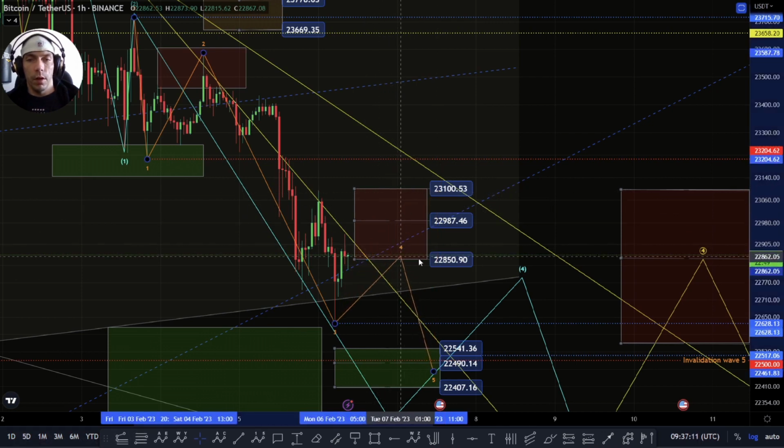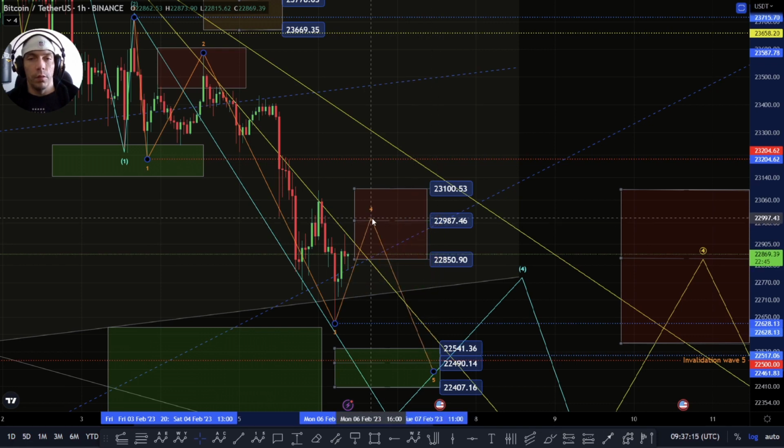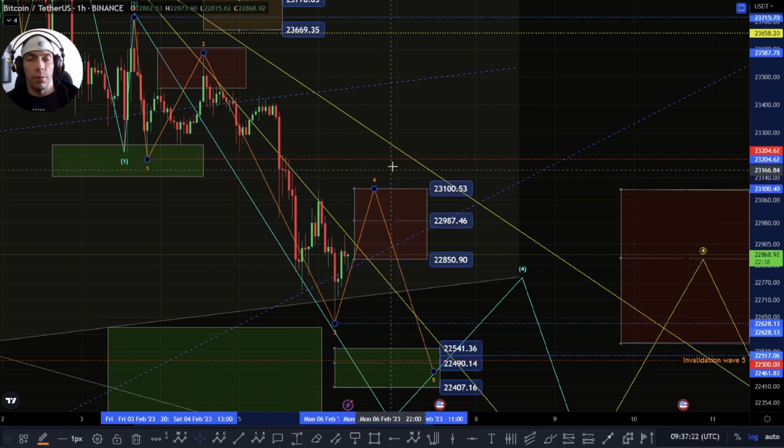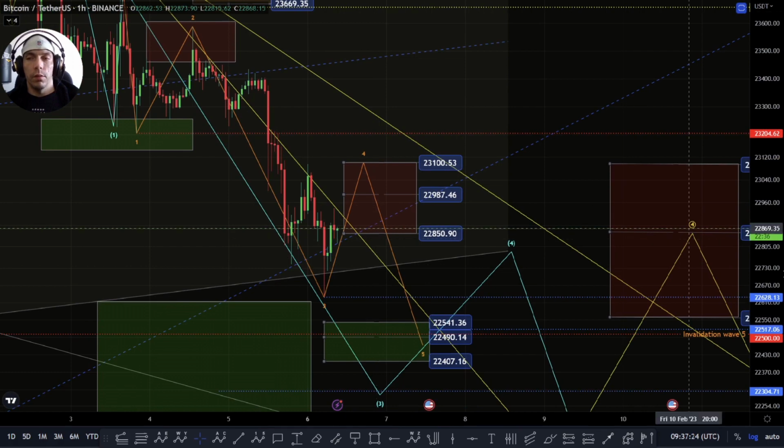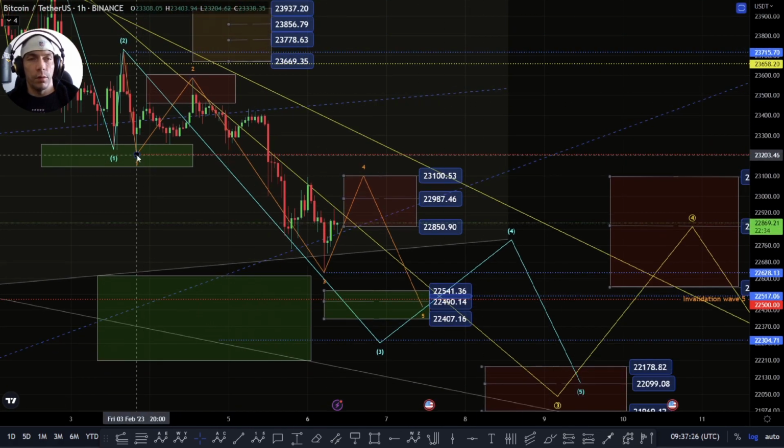So this 23,100 all the way up to this 22,987 would be a typical zone. This 23,100 would basically be the upper range of this. What we don't want to see here, if we're looking for this count to be playing out, is we don't want to cross this 23,207. That would invalidate this count as it is shown.